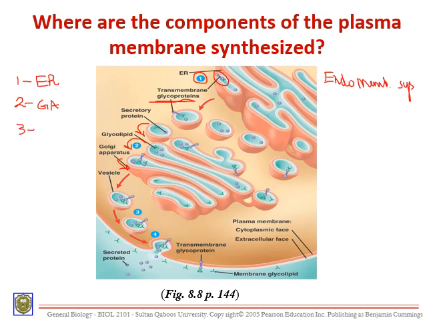Next, vesicles are going to bud from the Golgi apparatus, and these vesicles contain the products of membranes, the membrane components, and they are going to be transported to the plasma membrane. So number 3, vesicles. And we have number 4 left. Number 4, the vesicles are going to fuse with the membrane in order to release the components of the cell.